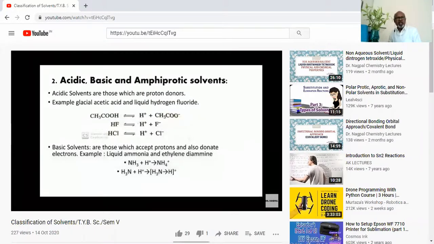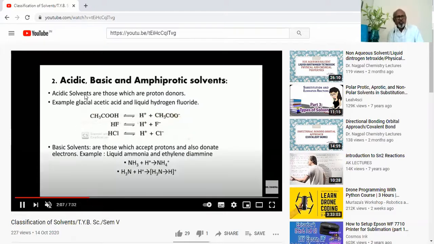The second class is acidic, basic and amphiprotic solvents. The acidic solvents are nothing but those solvents which give protons, or H plus ions. Just now we have seen the examples discussed here: glacial acetic acid, liquid hydrogen fluoride, that is HF, and hydrochloric acid. In these cases, glacial acetic acid on ionization gives H plus ion, that is a proton. It is a donor of protons, hence it is an acidic type of solvent.